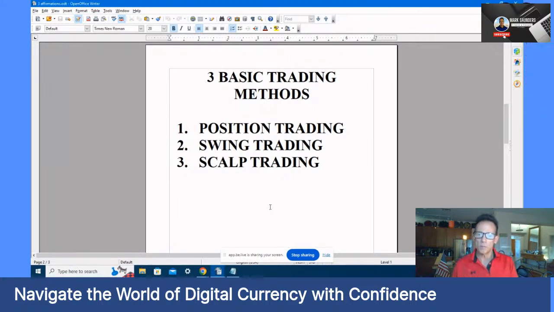This is what I'm picking up, that there are basically three trading methods, right? It almost seems like, depending on the personality type: position trading, swing trading, scalp trading. Now, do you know the difference? And while you do that, I must do a quick sound check, volume check. Okay, got it. Volume is good. Okay. So, position trading, swing trading, scalp trading.